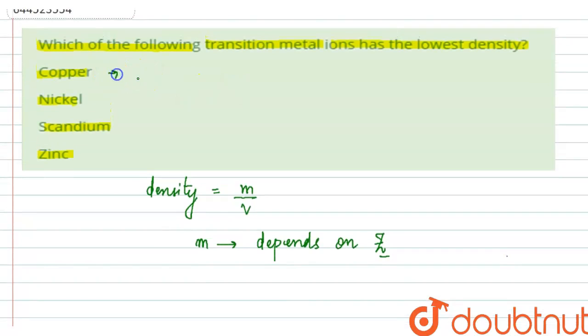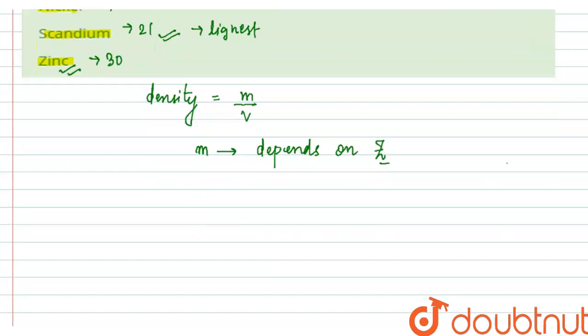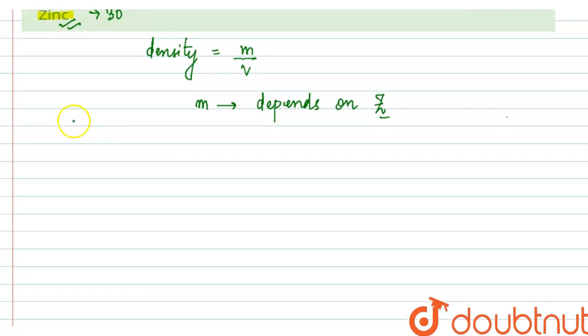So copper here has atomic number 29, nickel 28, scandium 21 and zinc 30. So zinc here is the heaviest, just by looking at the atomic number we can say, and scandium is the lightest, right? So the lighter the element, the lower will be its density, something like that we can say. But we will also have to decide for volume.